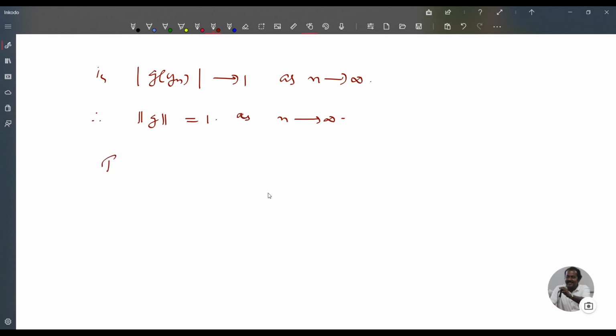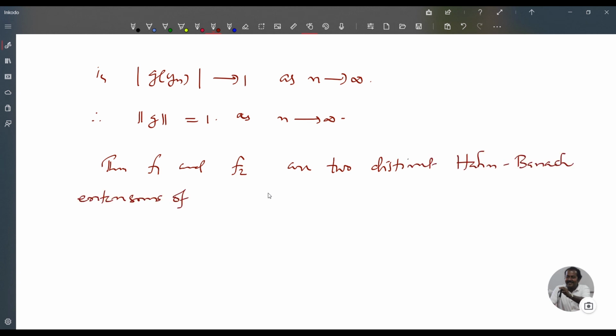Thus, f1 and f2 are two distinct Hahn-Banach extensions of g to X. So this proves the theorem.